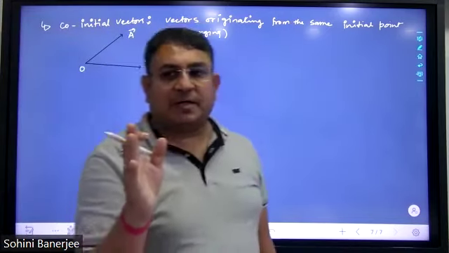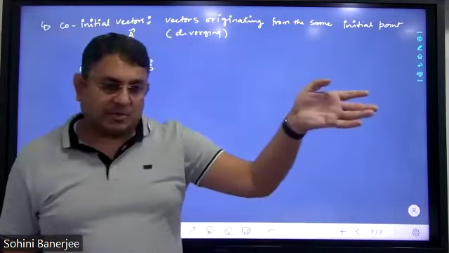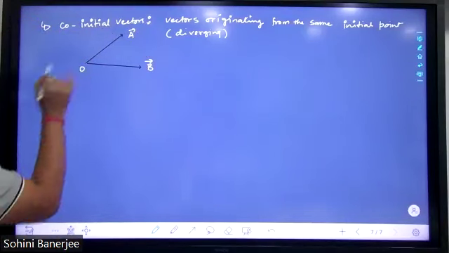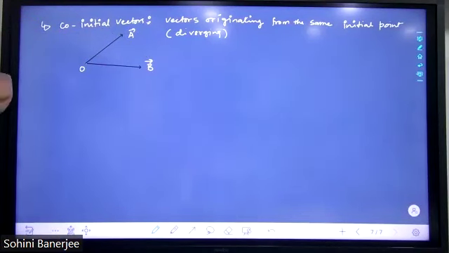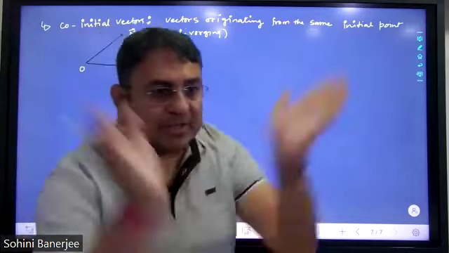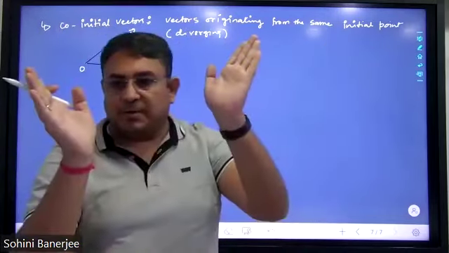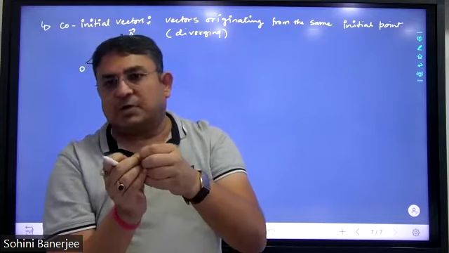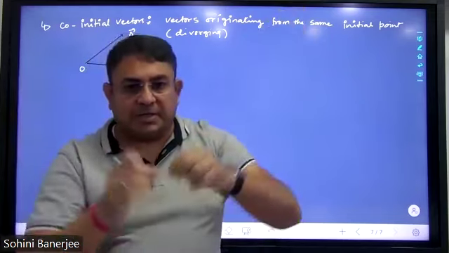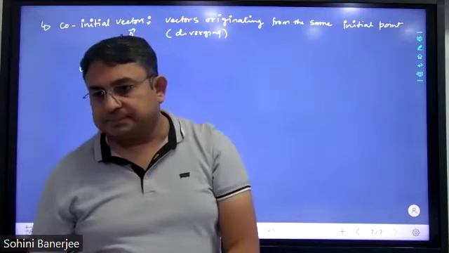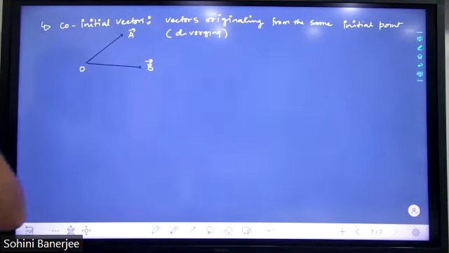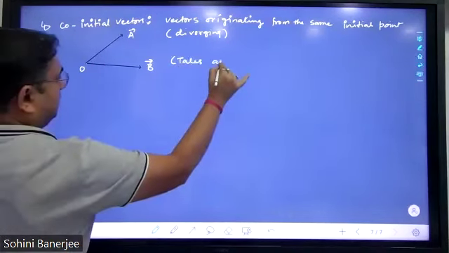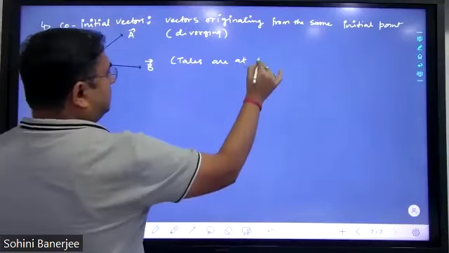Now the arrow side of the vector is called the head of the vector, and the other side is called the tail. That means when you say the vectors are co-initial, the tails of the vectors are put together. Is it not? When you say the vectors are co-initial, they are originating from the same point. That means the tails of the vectors are at the same point. Then we call them co-initial vectors. They are initiating from the same point. Clear? Tails are at the same point.